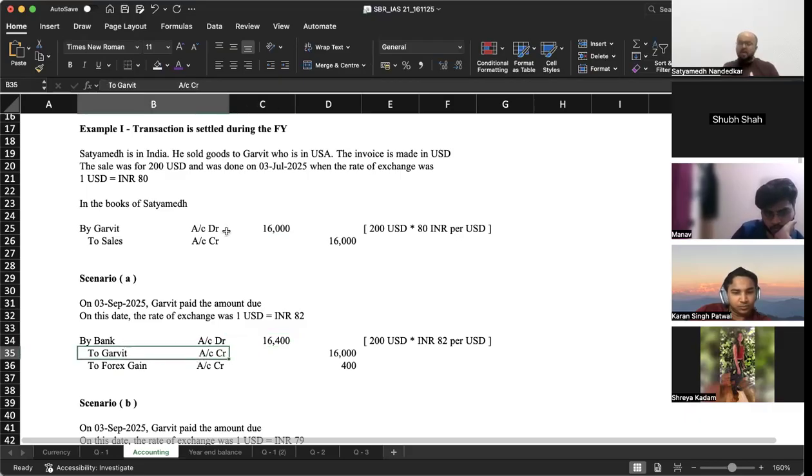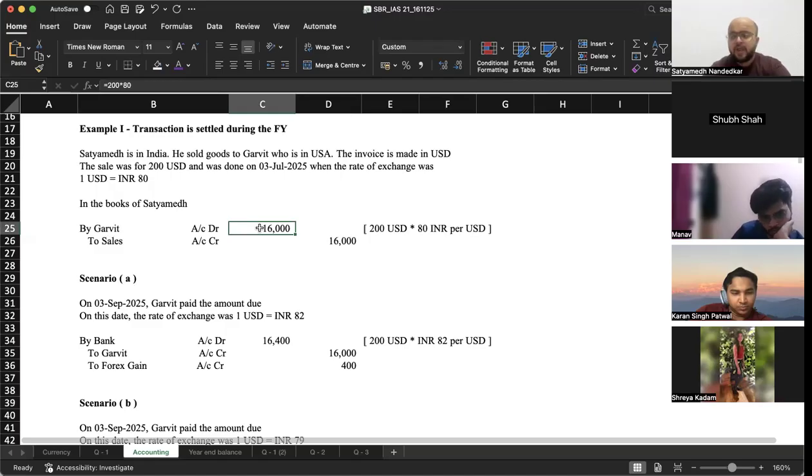Okay, and Garvit was a debtor whom I had debited with 16,000. So when he paid me, I credited him again with 16,000. While I had recorded the receivable at 16,000, how much cash did I get? I got around 16,400 cash. So that extra 400 I got is my foreign exchange gain.